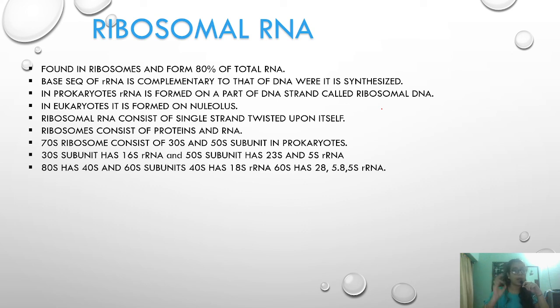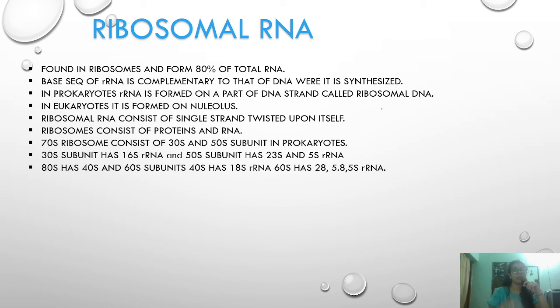And ribosomal RNA bases are complementary to that of the DNA sequence from where it is synthesized. So DNA is the main synthesis site from where the rRNA will be formed, so that the base sequences are matching. In prokaryotes, rRNA is formed from the DNA, and in eukaryotes, the rRNA is formed from the nucleolus. This is the difference.